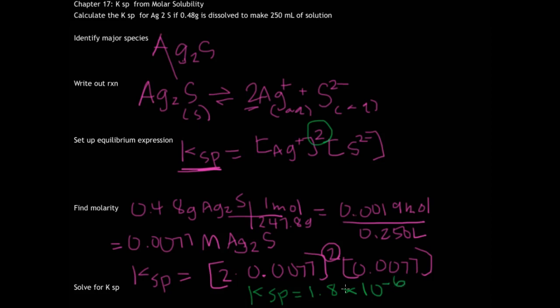Now, remember, this is a small K value. So what does that mean? That means if we have a really small K value, it means we have a lot of reactant at equilibrium and not a lot of product. So a lot of reactant means you have your solid state of the salt, not very soluble with small K values. And that is how you solve a KSP for a salt that is not very soluble.